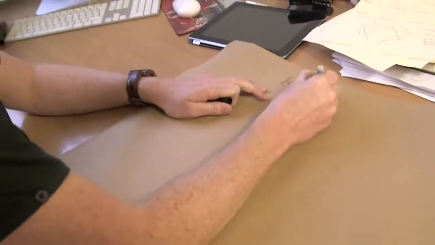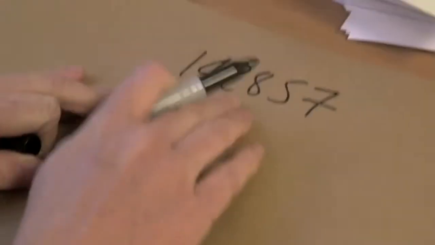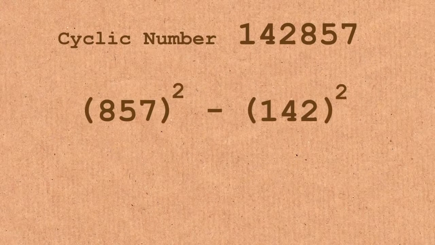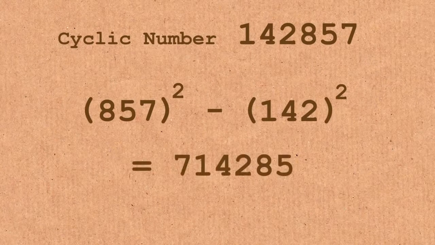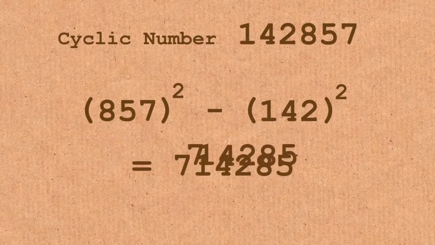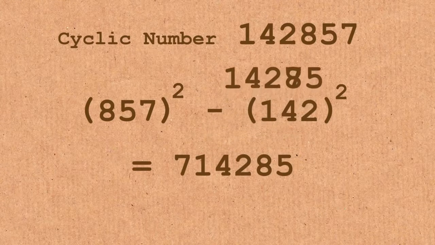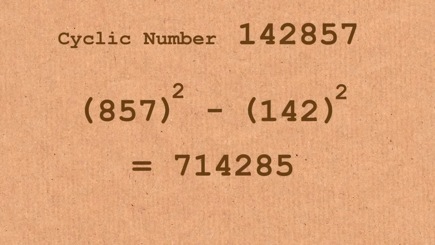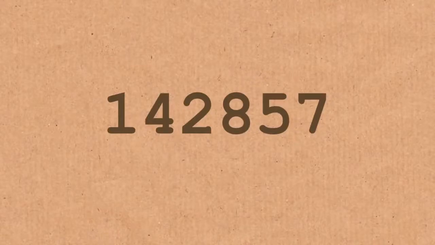It's amazing, but it doesn't even stop there. There's one more quirkiness that I've got to show you. 142857. Okay, now we're going to take the first three numbers, 142. We're going to square it, 857 squared. What do we get? 714285. What's that? It's another permutation of our 1, 4, 2, 8, 5, 7. It's amazing.